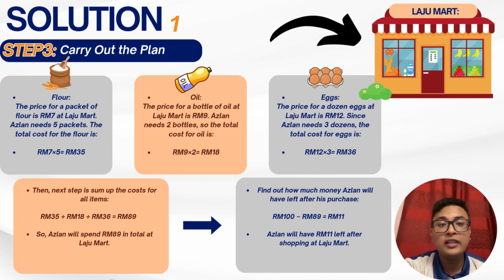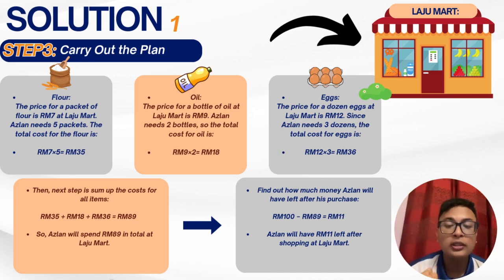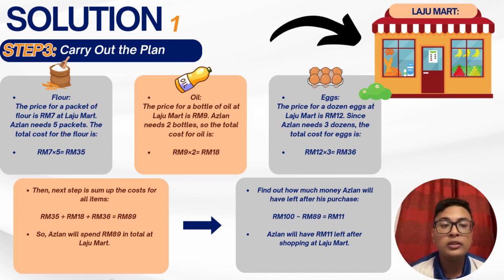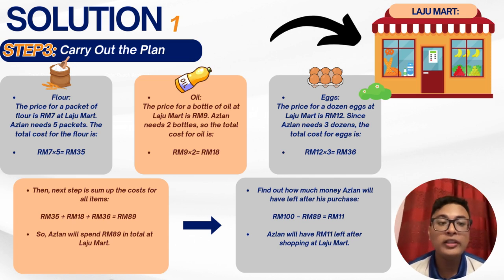Alright, the first thing is flour. The price for a packet of flour is 7 ringgit. Azlan needs 5 packets, so the total cost for the flour is 7 times 5, which equals 35 ringgit. And for the oil, Azlan needs 2 bottles, and the price of each bottle is 9 ringgit. So 9 times 2 equals 18 ringgit.